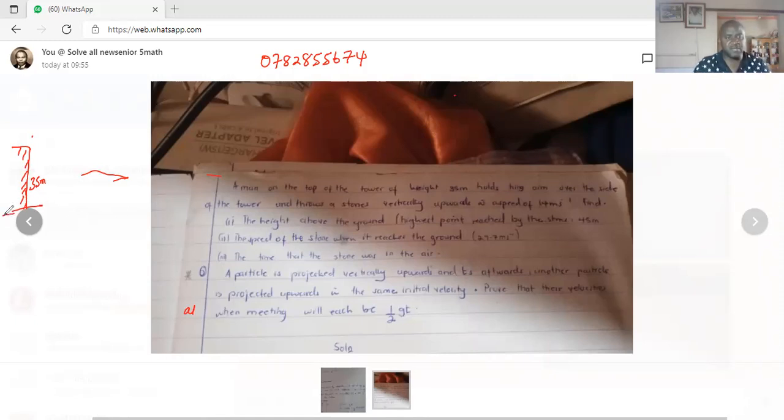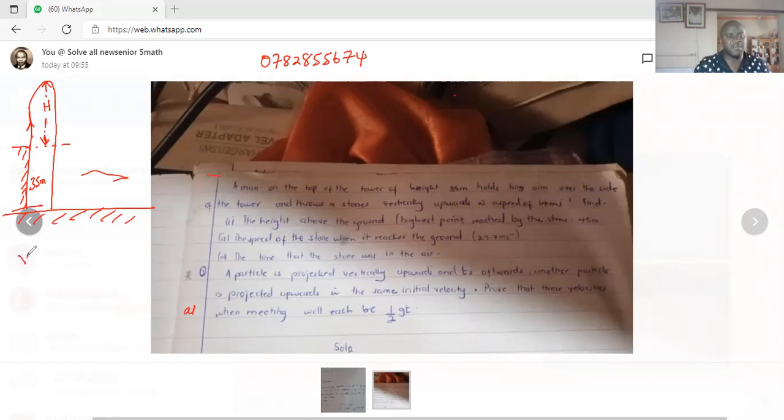Okay, if this is the ground, the stone is being thrown here. It is going to reach maximum height. Perhaps it will come back down. But firstly, you need to find this height. Which height is maximum? Maximum height above the level of projection.